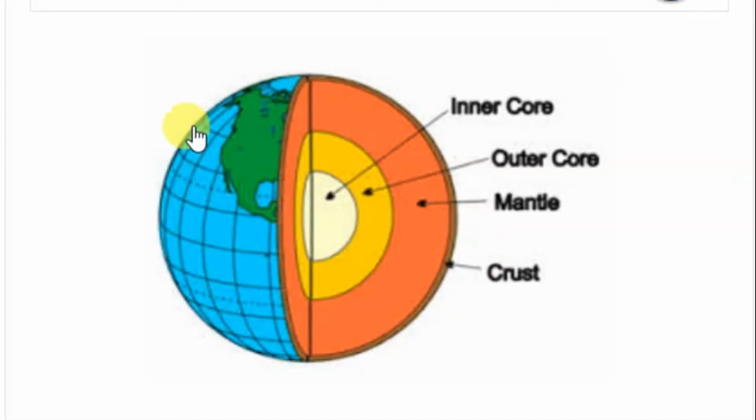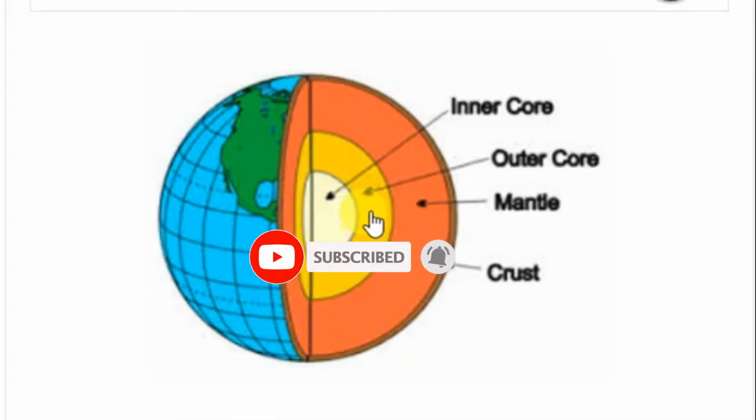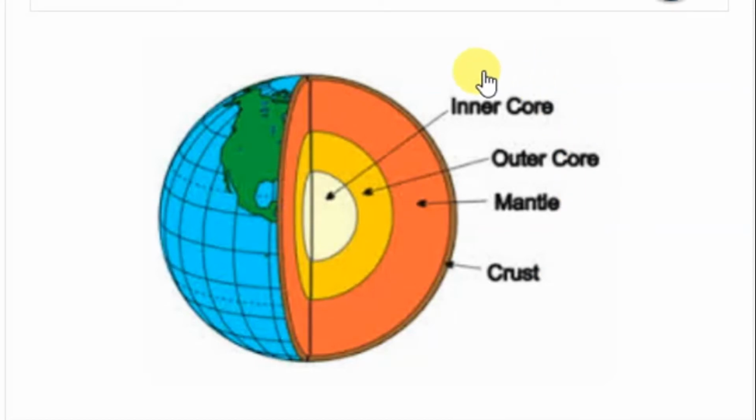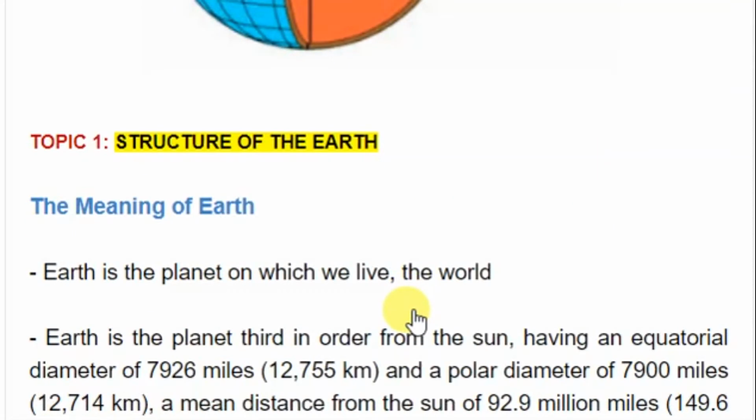So this is the diagram which shows the structure of the earth, and as you can see, we have the inner core, then you have the outer core, the mantle and the crust. Inner core, outer core, mantle and the crust. We shall see later the characteristics of each one of them. Now let's start our discussion.